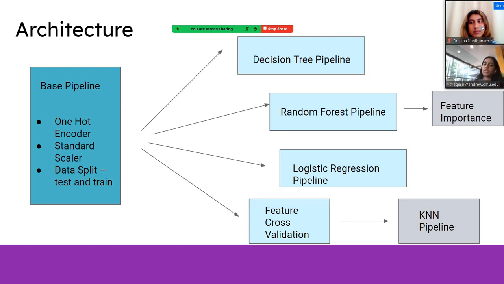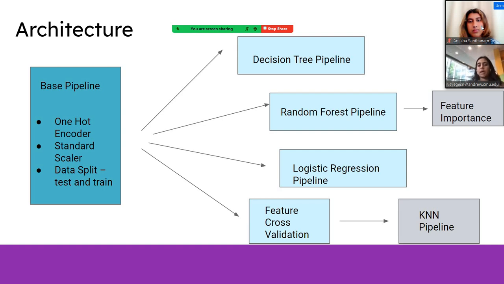So when it comes to the architecture, the first thing we did was build a base pipeline because some of our variables are categorical and some are numerical. We first did a one-hot encoder for our categorical data and a standard scaler for the numerical data. We also split the data because it is classified. We used 80% of it to train our model and the other 20% to test it.